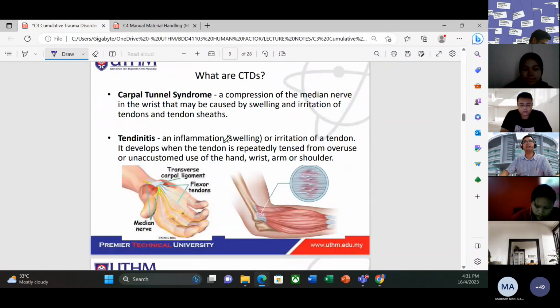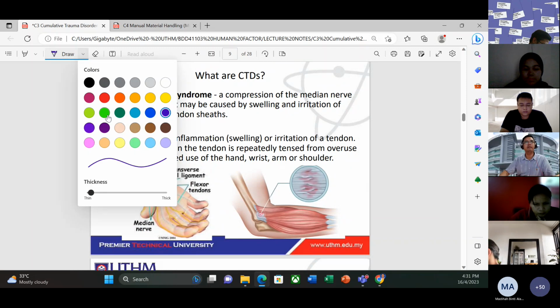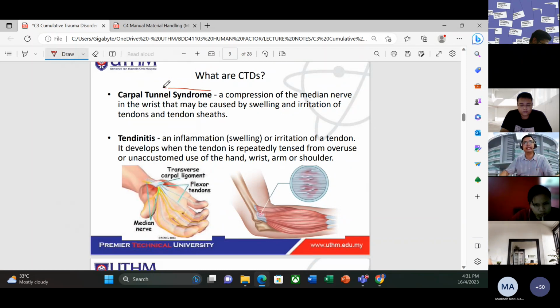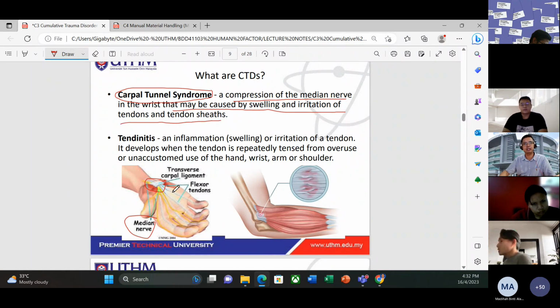And for example, this is carpal tunnel syndrome. Okay, we look at what carpal tunnel syndrome, CTS, is. Carpal tunnel syndrome is a compression of the median nerve. Please look carefully. Where is the median nerve? This is the median nerve in the wrist, which may be caused by swelling and irritation of the tendon and tendon sheath. So the flexor tendon is here. The transverse carpal ligament will also be here because of compression.